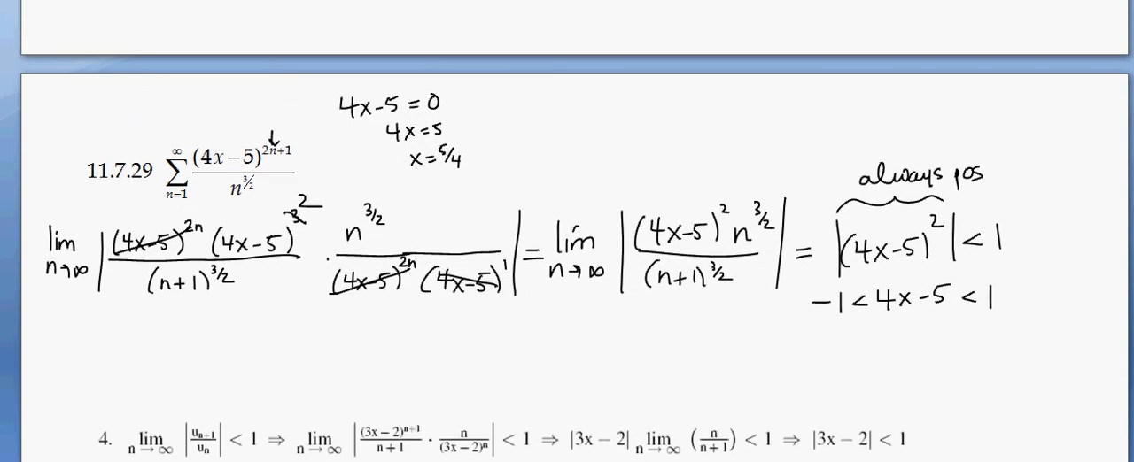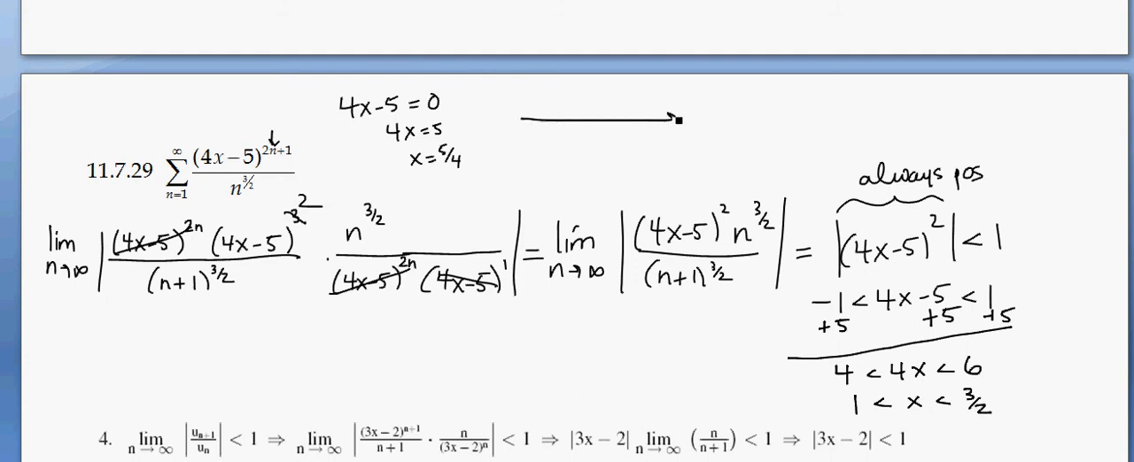Okay, so let's get back up to that. How do we solve that equation? Well, we add 5 to all 3 sides. So we get 4 is less than 4x is less than 6. And then dividing by 4, we get 1 is less than x is less than 6/4, which is 3/2. Okay, so is 5/4 really in the middle? And you have to be careful here, right? So we are looking at between 1 and 1.5. What's halfway between 1 and 1.5 is 1 1/4. So our center really is in the center. And our radius of convergence is the distance between the center and one of the endpoints. So that's 1/4. Okay, so our radius of convergence is 1/4.